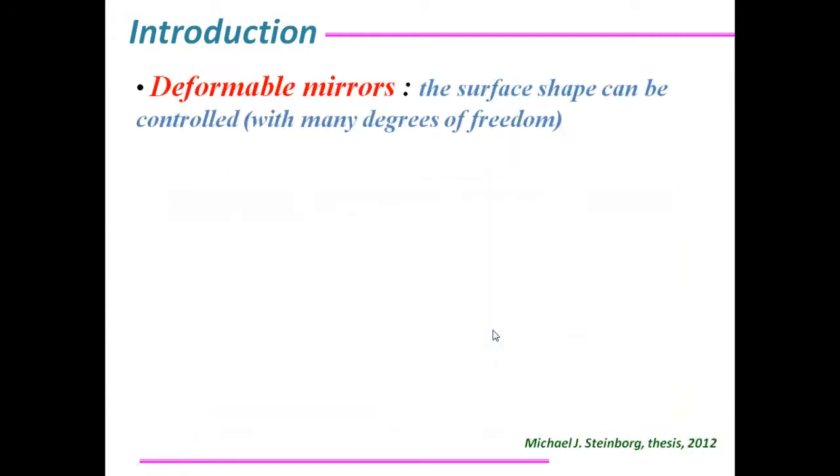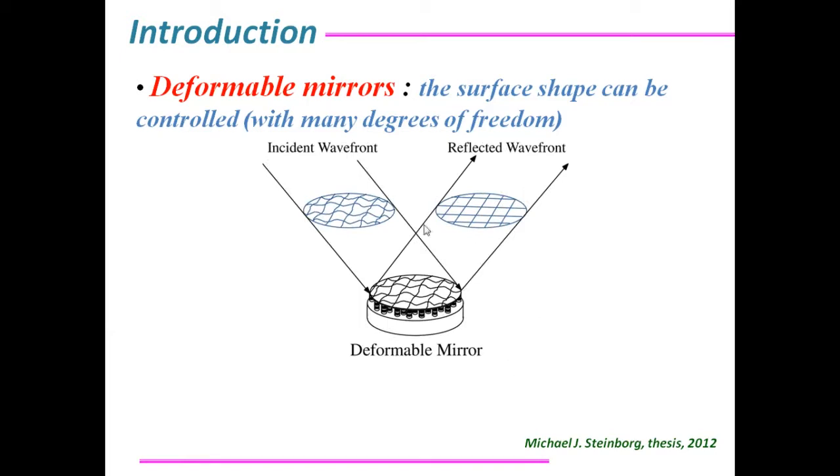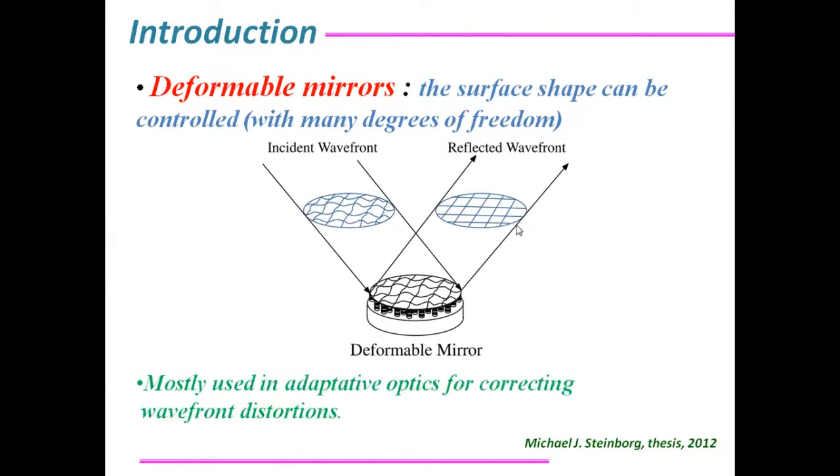More mirrors. For deformable mirrors, the surface shape can be controlled with many degrees of freedom. With this type of mirror, we can control the surface. It's well used when we want to correct the deformed wavefront of an incident wave. It can adapt the surface to the distorted wavefront. So here we have a reflected wavefront which is totally or partially corrected. It's mostly used in optics for correcting wavefront distortions, as I've commented.